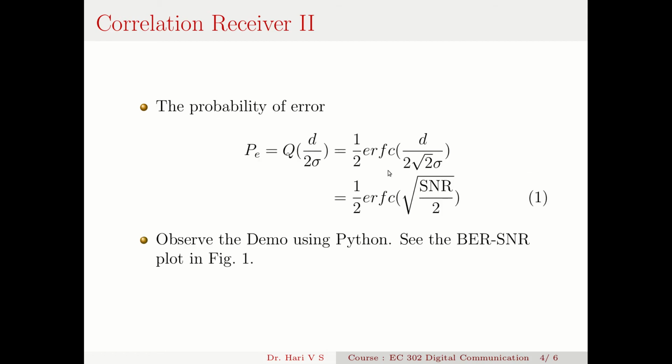So the probability of error will be Q(d/2σ). That is half erfc(d/(2√2σ)), because we know that Q(x) is half erfc(x/√2). Now this d/2 is the signal strength, because I have two signals, s(t) or minus s(t), separated by d. So d/2 is one signal value, and σ is my noise standard deviation. So d²/4 divided by σ² is my signal to noise ratio. So I can say that this is Q(√SNR), which is half erfc(√(SNR/2)). This equation I can demonstrate with Python.